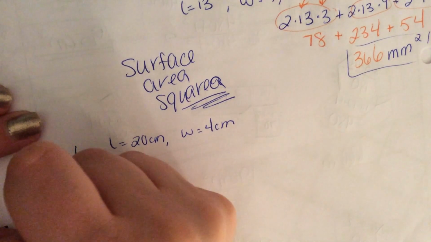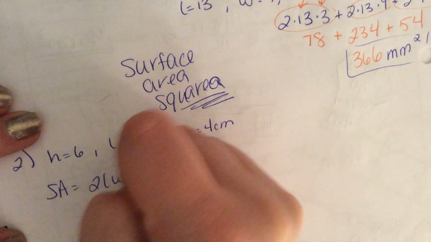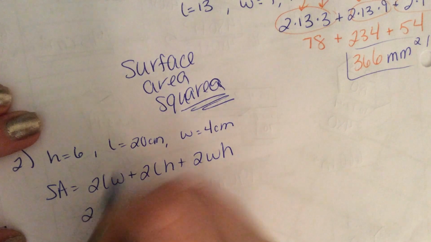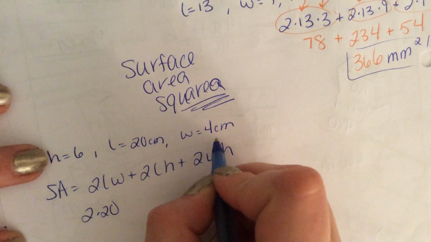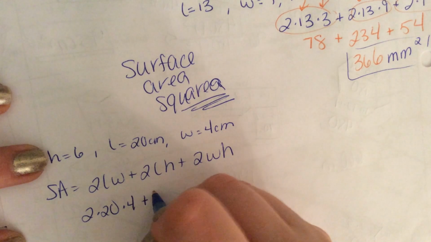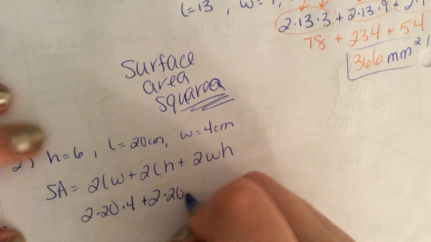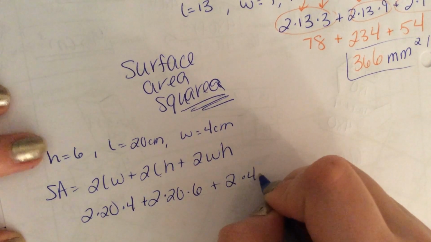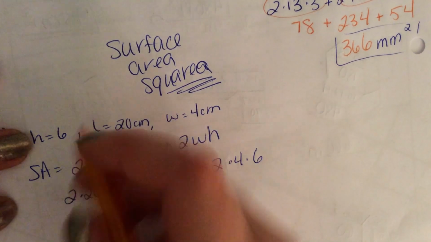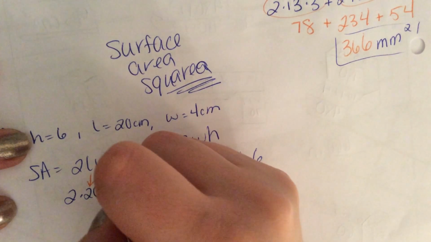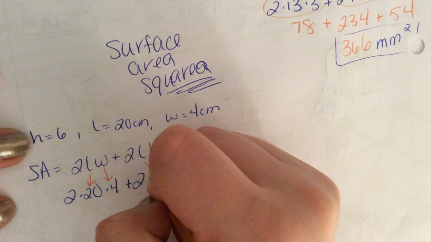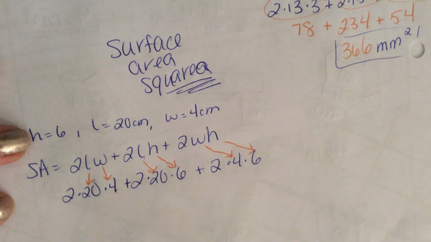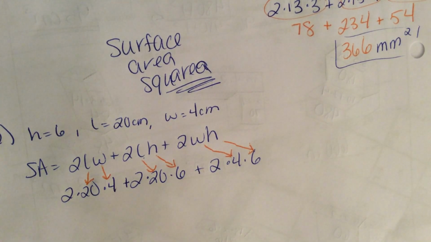Okay, so we start with the same formula. And we plug in. Okay, so 2, length is 20, width is 4, plus 2, length is 20, height is 6, plus 2, width is 4, height is 6. Okay, so again, length 20, width 4, length 20, height 6, width 4, height 6. Plugging everything in, and then we're going to multiply.